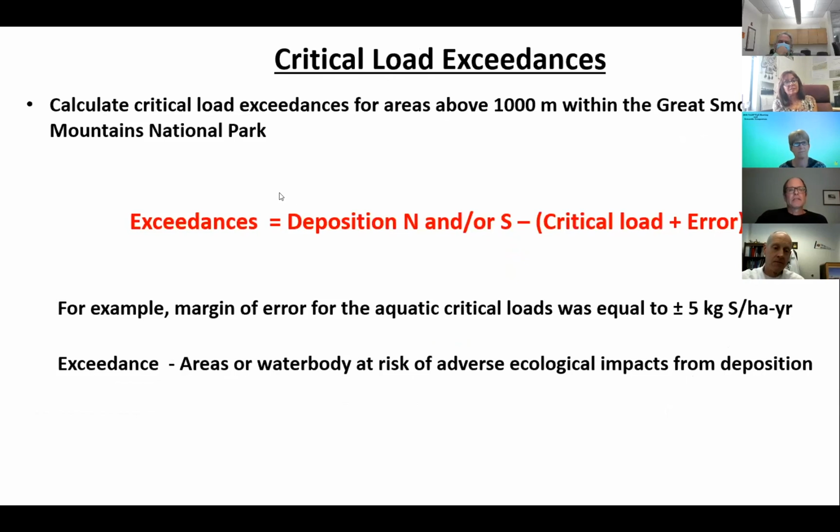We evaluated exceedances. Exceedance here is simply the deposition of N and S minus the critical load, plus some error evaluation. For the aquatic critical loads, we use a margin of plus or minus a half a kilogram. I think I forgot the decimal point there, but a half a kilogram. And in the case of an exceedance, it's just an area or water body at risk of ecological harm.